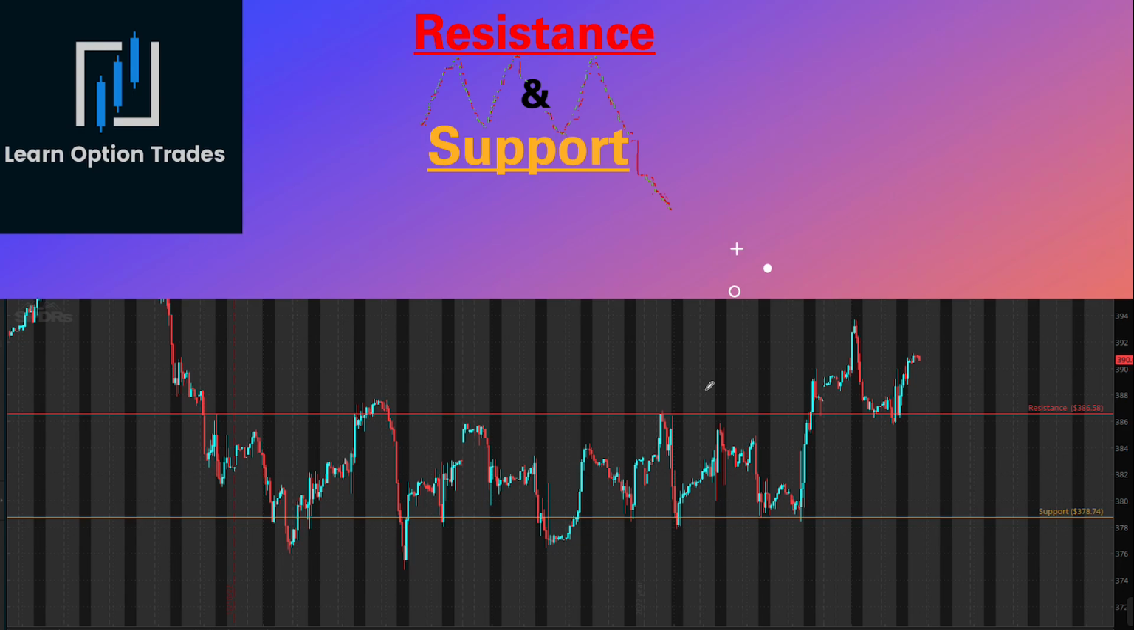Support and resistance. What is that? Why is it important? And how can you start looking for them yourself? Support and resistance is really common and basic for all traders. There's really no right or wrong support and resistance level. There are just stronger and weaker support and resistance levels. That's all it really is. And what does that mean?